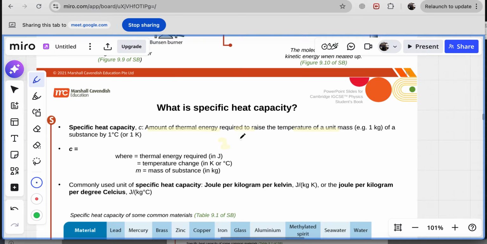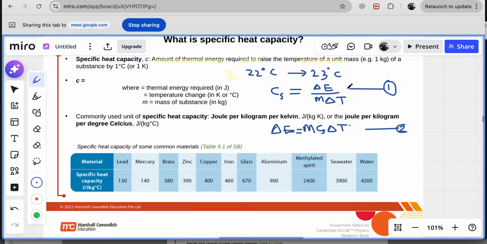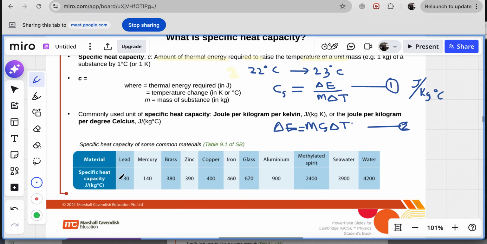Okay, here are some specific capacities for different materials. Lead is 130. What is the unit? You must know the unit. You can derive the unit from the formula if you don't remember. Energy is Joule, so I will say J, Joule, per, divide means per, mass is kilogram, and this one is Kelvin. Joule per kilogram per Kelvin, or per degree Celsius. Okay, this is the unit for specific capacity.